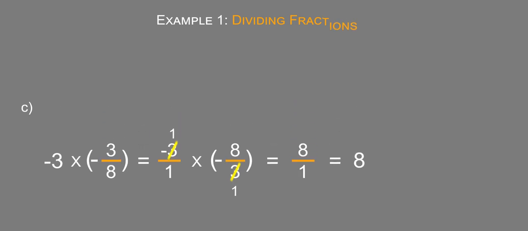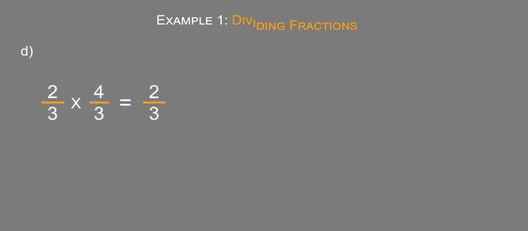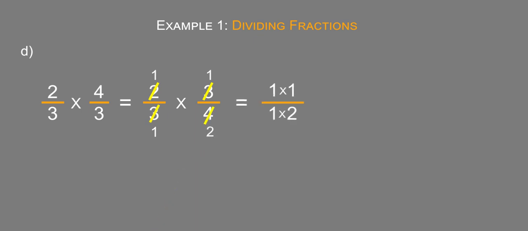And last but not least, 2/3 divided by 4/3. We multiply by the reciprocal. 2/3 times 3/4. We flip 4/3 to make 3/4. Now we have a lot of cancellation we can do. 3 divided by 3 is 1. 2 divided by 2 is 1. 4 divided by 2 is 2. Multiply across the top, we have 1 times 1 over multiply across the bottom, 1 times 2, which equals 1/2.